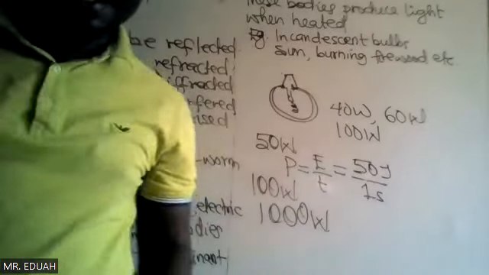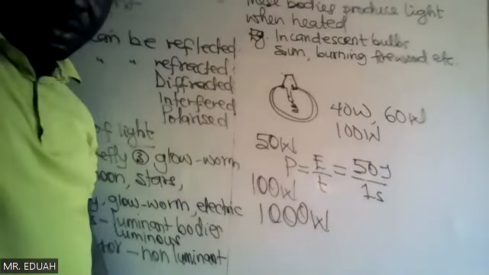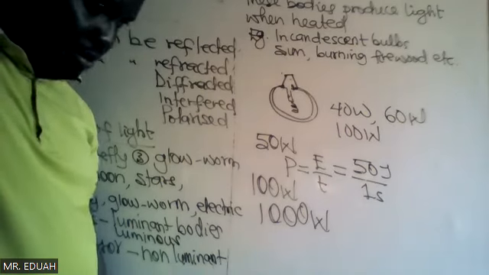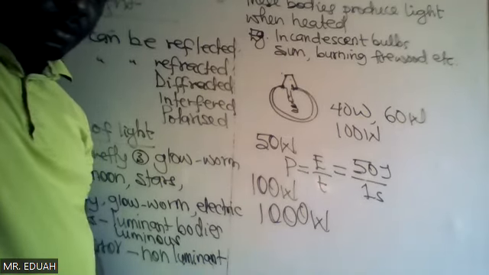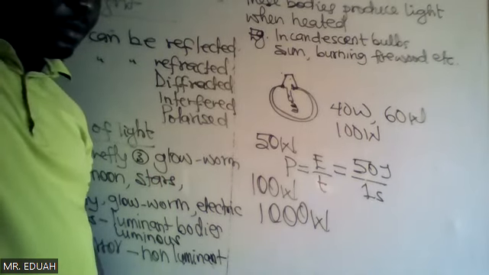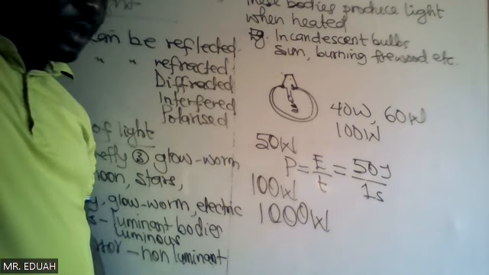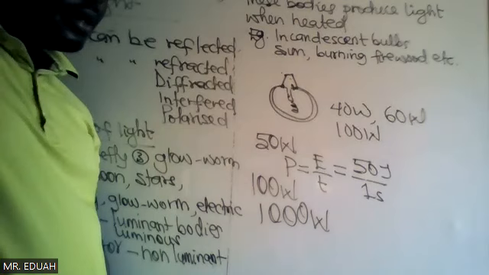Please, any question? So, Mr. Elia, hello. Please, if they give a 100 watt bulb and a 1,000 watt bulb, and one person uses the 100, another person uses the 1,000, those two produce the same lights within the same days, right? They will produce the same light within the same days.